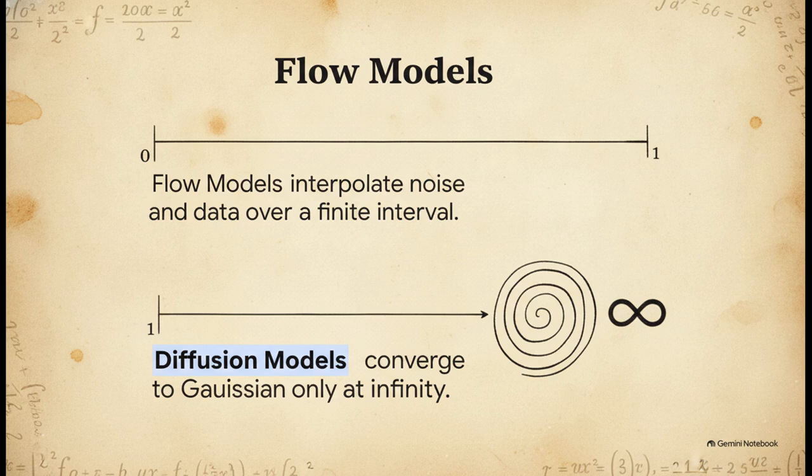But we run into two distinct paradigms here when we talk about time. On one hand, flow models interpolate between noise and data over a strict, finite time interval, usually just 0 to 1. Standard diffusion models, on the other hand, define a forward SDE that, theoretically at least, must run to infinity to actually reach a pure Gaussian noise distribution. And, as you might guess, dealing with an infinite horizon can be pretty computationally tricky.